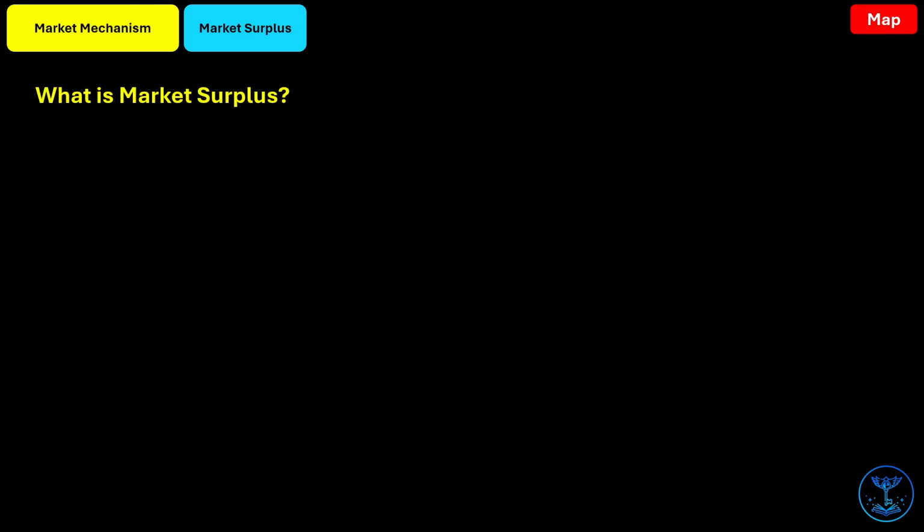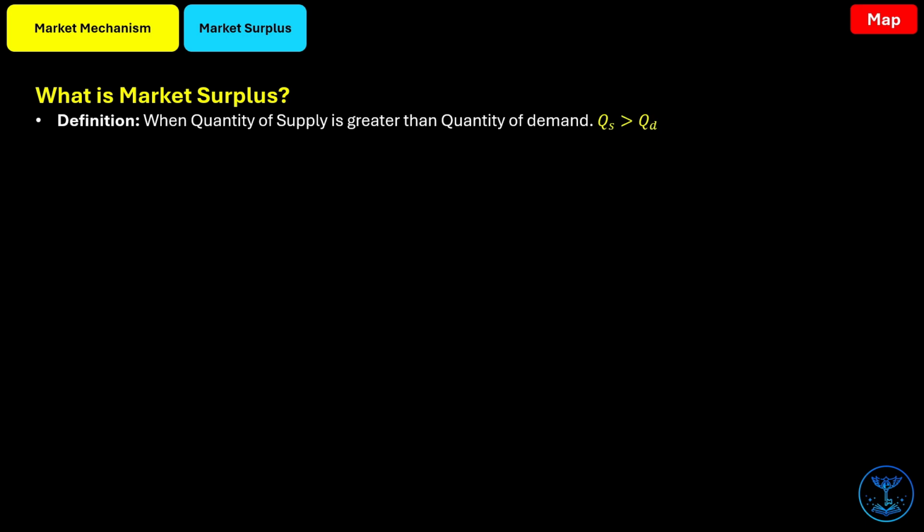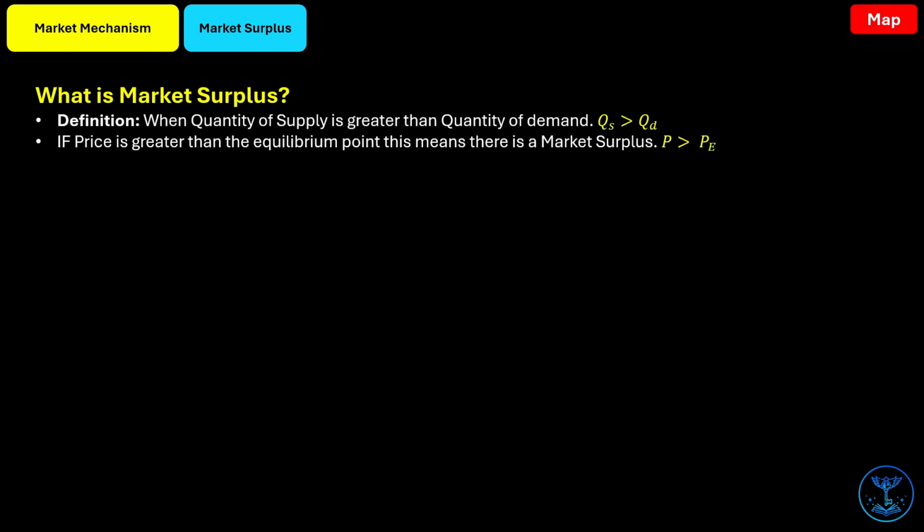All right, so now going on to the market mechanism. First starting off with market surplus. So what is market surplus? Its definition is when quantity of supply is greater than quantity of demand, so when QS is greater than QD. If price is greater than the equilibrium point, this means there is a market surplus.